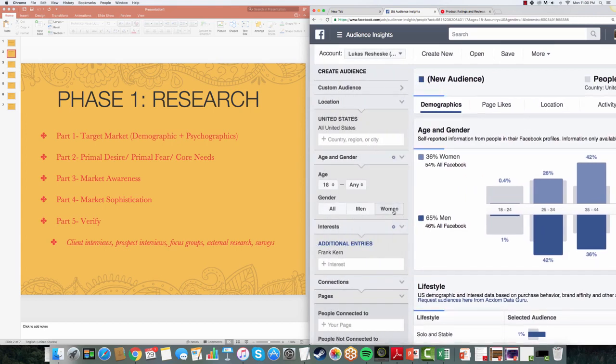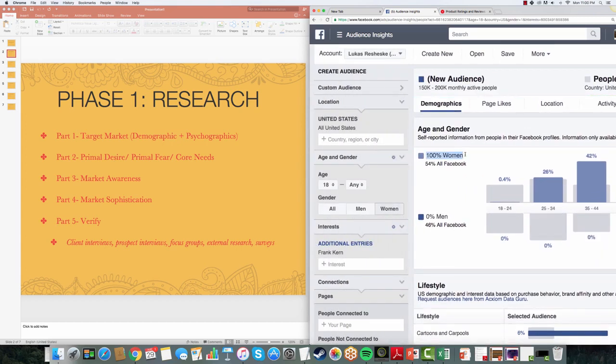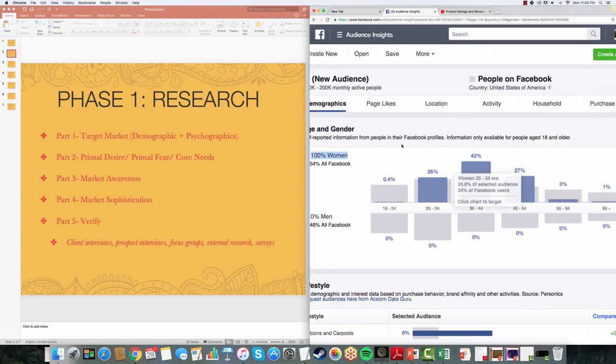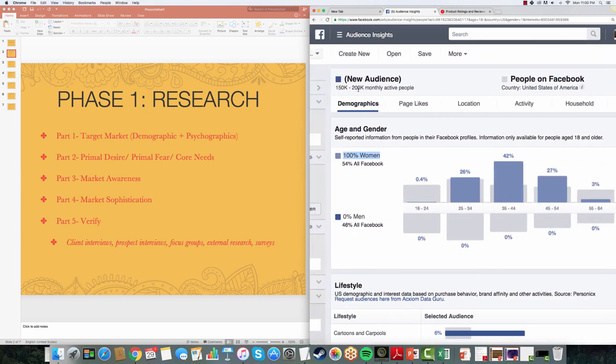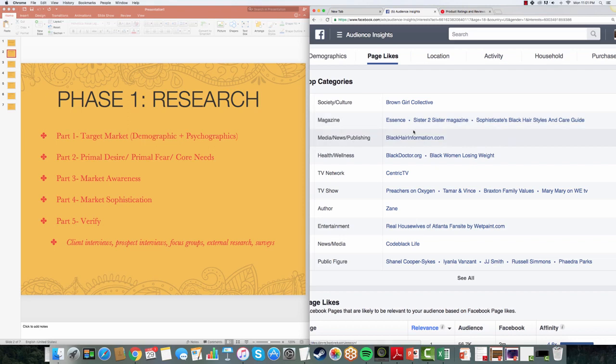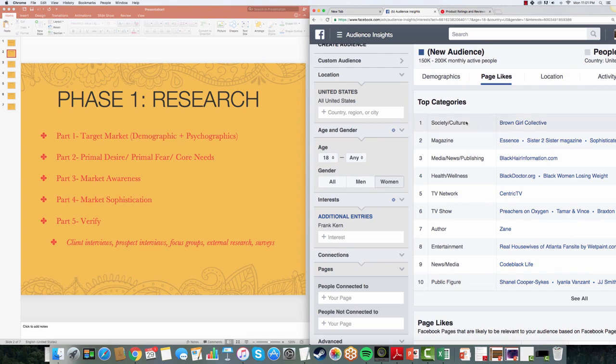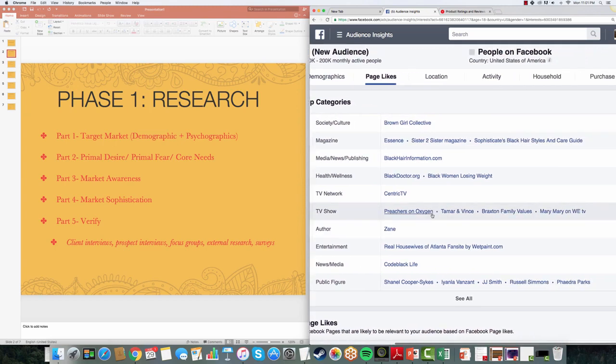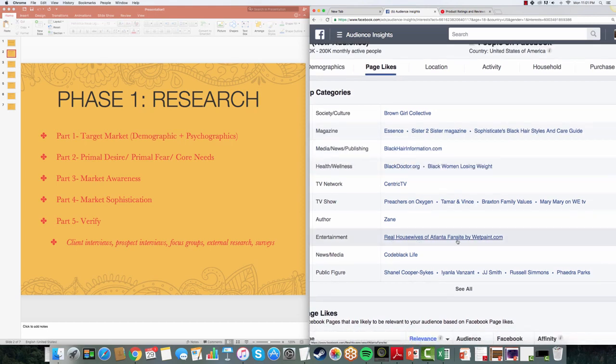Now let's dig down into women. If we look at just a 100% woman audience, you see obviously the age breakdowns are there. Now it's 150 to 200,000 because it's a smaller audience. If we look at their page likes, it's interesting because it seems as though there is a trend towards African Americans, or at least that type of culture or interest, in the large demographics of women who like Frank Kern. So Preachers on Oxygen, Braxton Family Values, BlackDoctor.org, BlackHairInformation.com, Essence, Brown Girl Collective, Sophisticates Black Hairstyles and Care Guide, Real Housewives of Atlanta fan site.